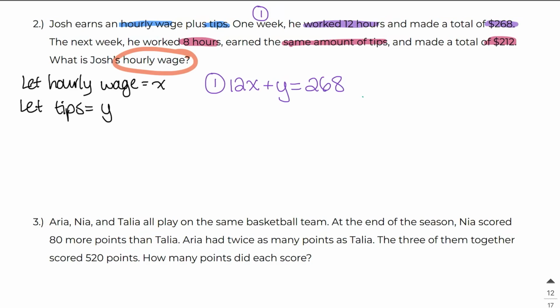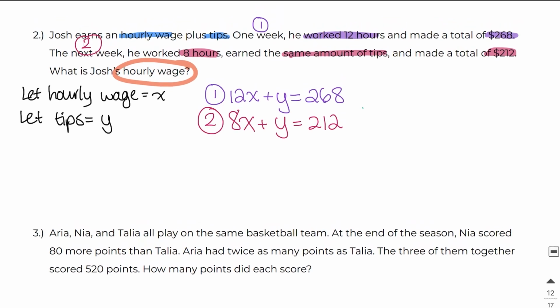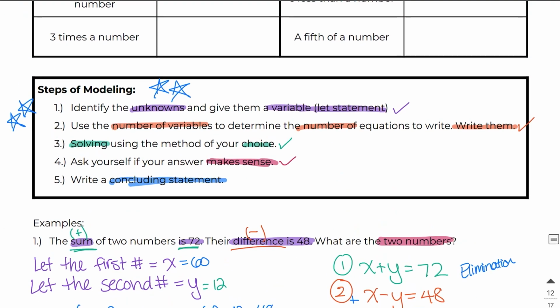And then my second equation is going to come from the next week. And in the next week, he only worked 8 hours as opposed to 12 hours, but he got the same amount of tips and he made a total of $212, okay? So once I've done that, and I'm sorry, it says use the number of variables to determine the number of equations and write them. So we're done with step 2.